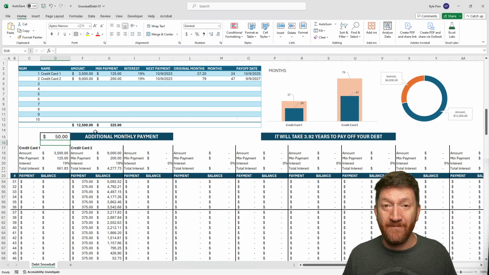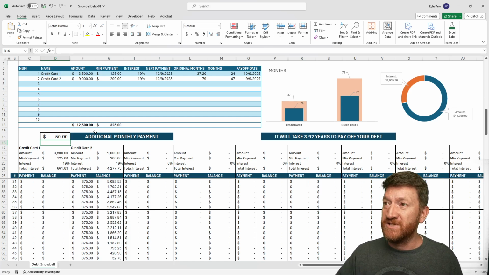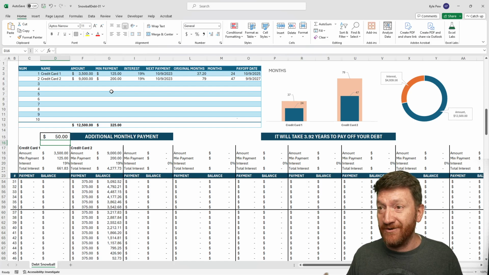So try this out. It's a great little document. Just populate the table above, and it will fill in the rest for you. Break down your payments, break down your schedule. You could drop in your additional payment if you've got that luxury, and pay it off even quicker.